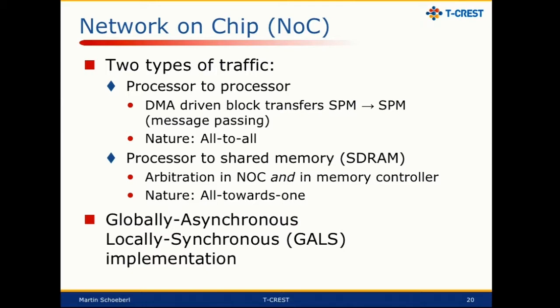And we were aiming for a globally asynchronous, locally synchronous implementation, because in large chips you cannot have a single clock domain. So the idea is that the processors run in their own clock domain, maybe a memory controller too, and then we have an asynchronous network connecting them. The interesting thing in this project is, how can we still have this be time predictable when we have an asynchronous part in the hardware?